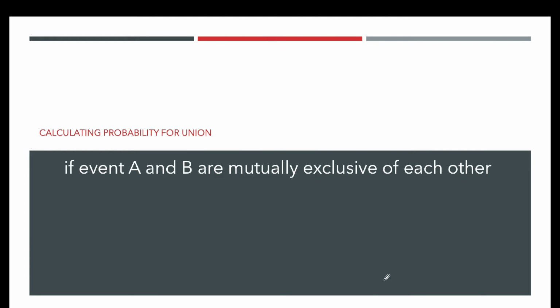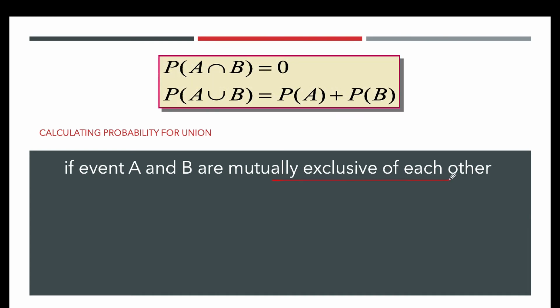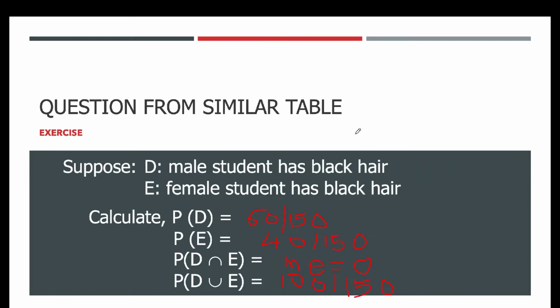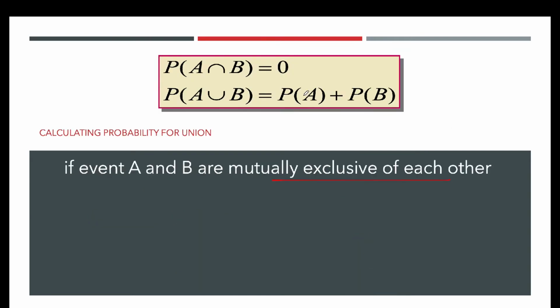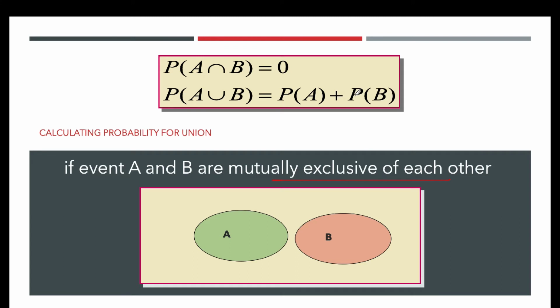Next up is how to calculate the probability for the union if events A and B are mutually exclusive of each other. As we have demonstrated in the previous example, look at the previous example. Because this one is 0, we tend to ignore the later part, so we only have PA plus PB. So that's how it works.